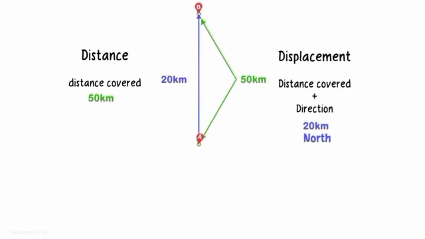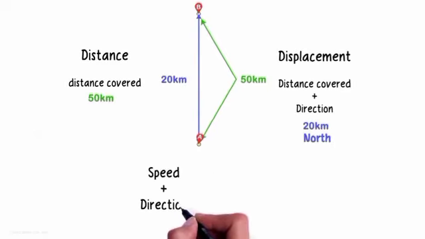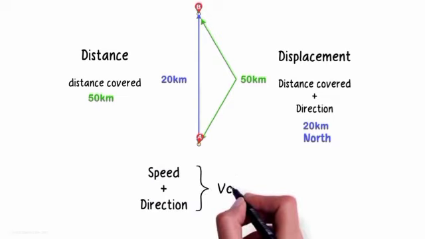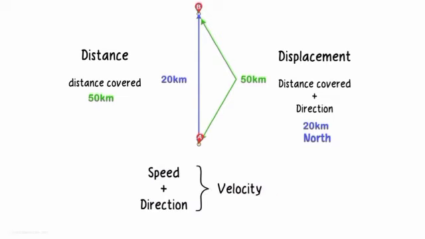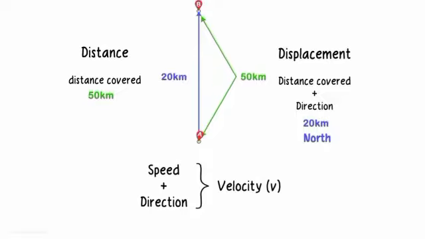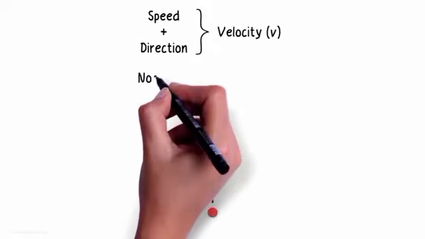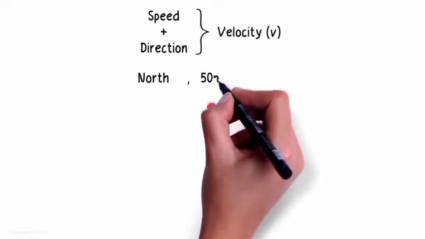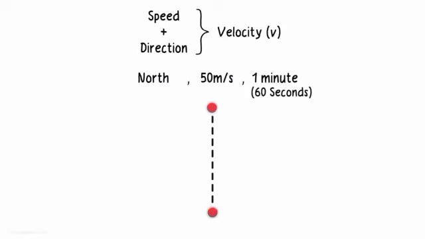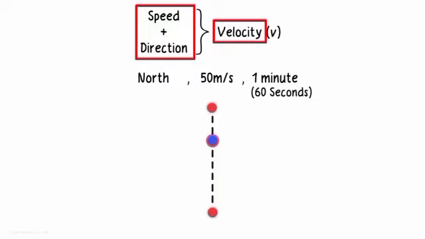Is there anything that tells us the speed along with the direction? Yes, it's velocity, which can be written as lowercase v. Let's see how it differs from speed. What if I tell you that I travel north at a speed of 50 kilometers per second for 1 minute? You would be able to tell me where I landed up? Yes, you would know I have covered a total distance of 3000 meters and landed up at this point.